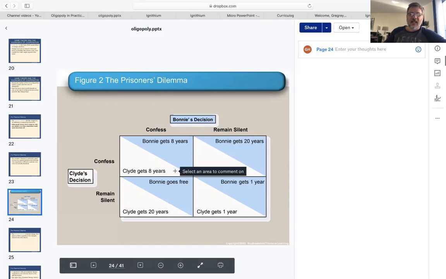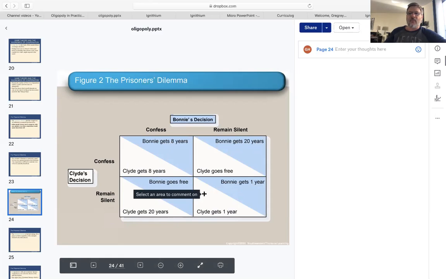So here, if they both confess, then they both get 8 years in prison. If Clyde confesses and Bonnie remains silent, she gets 20 years in prison. Clyde goes free for helping out the prosecution. And the payoffs are symmetric. So if Bonnie confesses and Clyde remains silent, Clyde gets 20 years, Bonnie goes free. And if they both remain silent, then Bonnie gets 1 year and Clyde gets 1 year.